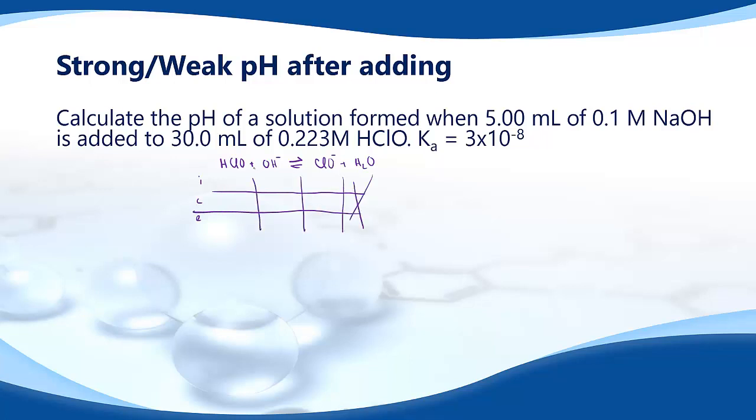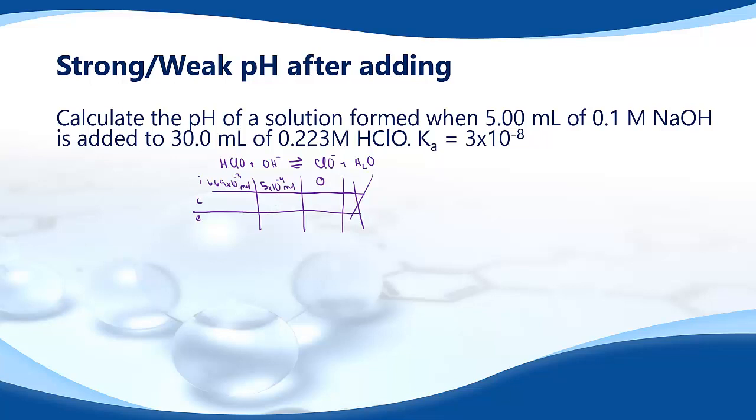I don't care about water. So that's going to initially be 0 for our initial HClO minus. Now again, because we're doing stoichiometry instead of doing concentration, I'm going to do this in moles. So the number of moles, again, is just 0.223 times 0.030, or 6.69 times 10 to the minus third mole of HClO minus. Our hydroxide is 0.005 times 0.1, or 5 times 10 to the minus fourth moles.